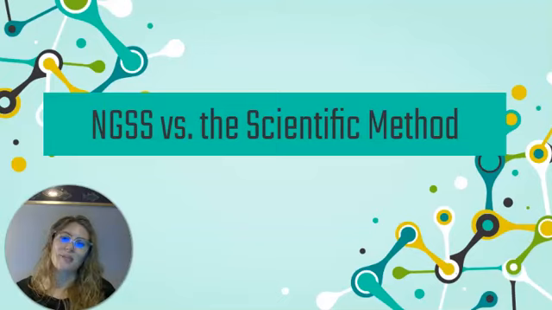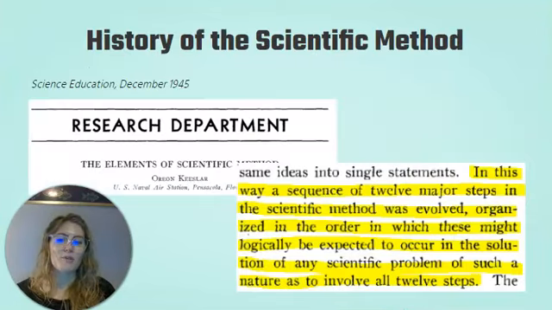Welcome back. We're going to be going a little bit deeper now into NGSS versus the scientific method. So if you've ever wondered where the scientific method came from, it was from 1945 in a study published in Science Education by a man named Orion Kieslar. The idea of his study, the elements of the scientific method, was basically to create some understanding of what those main components or elements of the scientific method were.